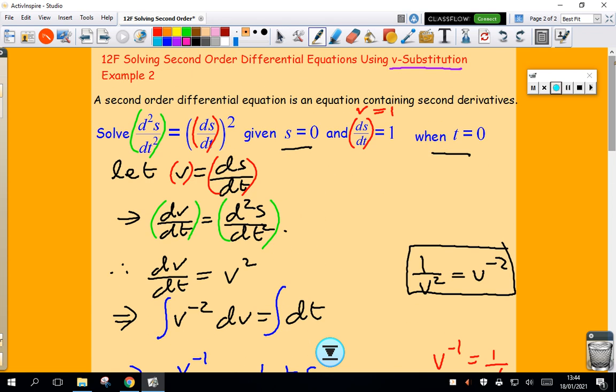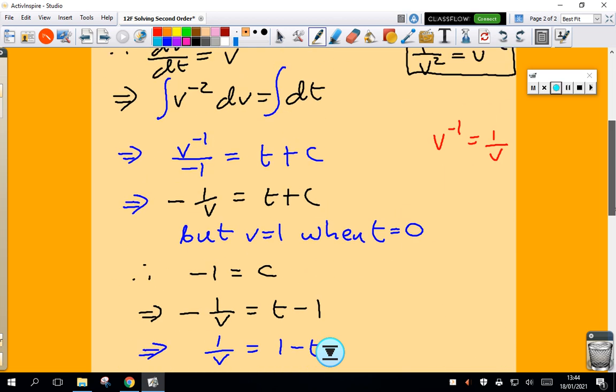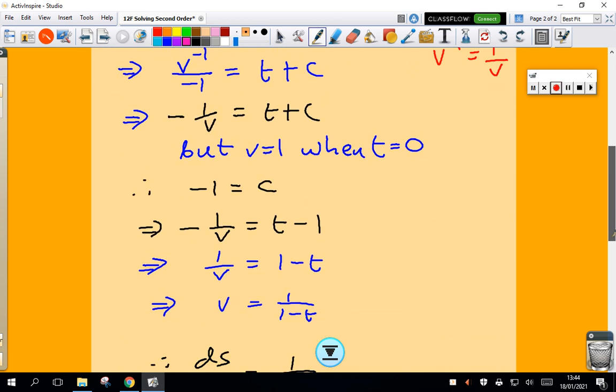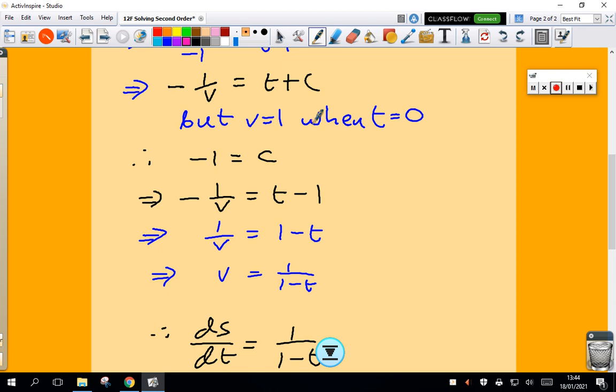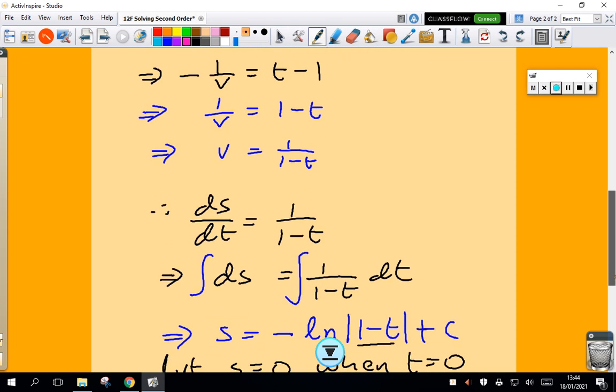We can use a v substitution when the second derivative is given in terms of the first derivative. We set v equal to the first derivative, which means dv/dt will equal the second derivative. Substitute those things into your original equation. Solve that first order differential equation. Remember, your initial conditions here will help you find your particular solution. I'm trying to solve for s ultimately. Before I do that, I solve for v. Once you have v, unsubstitute here.